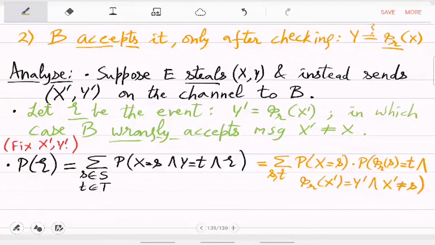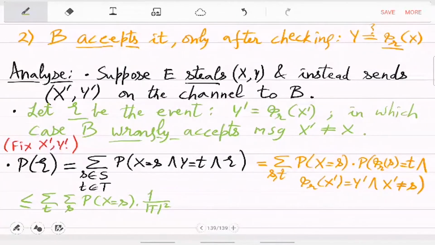So this sum of errors is less than or equal to the sum over t, sum over S, probability that x is S times: what is the chance that S maps to t and x prime maps to y prime? By the property of pairwise independent hashing, this is exactly 1 over t square. Here we are using pairwise independence, and we are also using the fact that S and x prime are different.